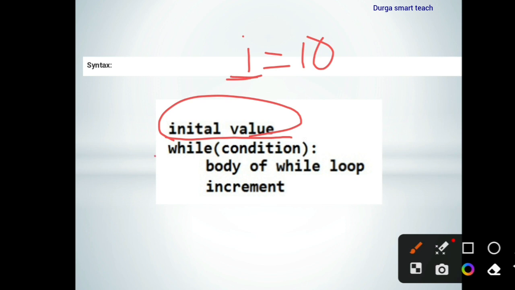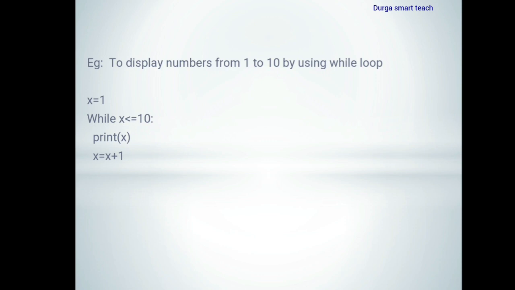Okay, so next, the while condition. Here we are giving the condition. If it is true, then the body of the statements is executed. If the condition is false, then it goes out of the block. Okay, so let's see the example. Here I want to display the numbers from 1 to 10 by using a while loop.